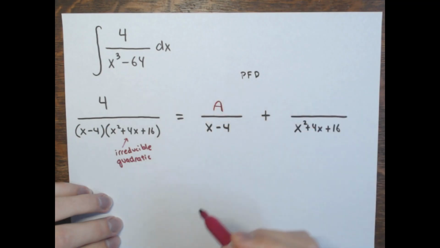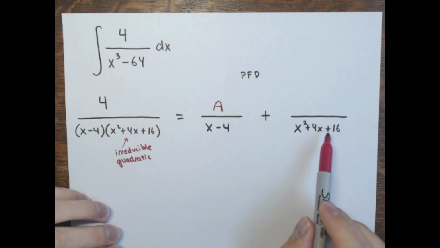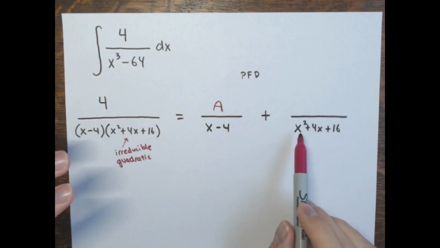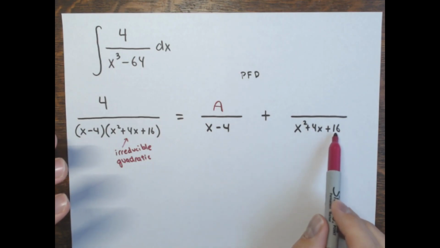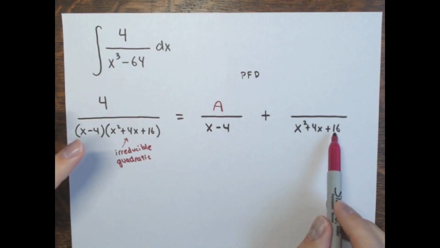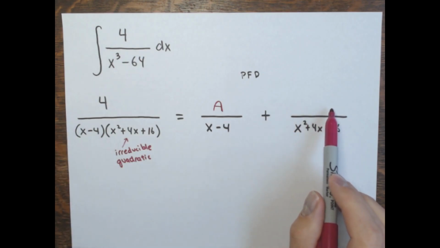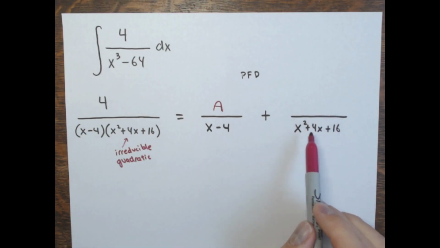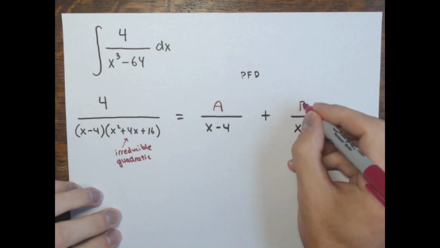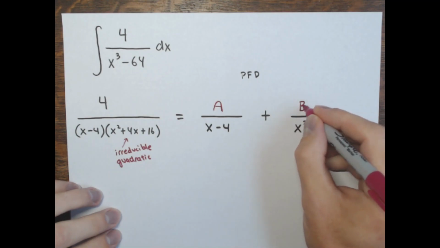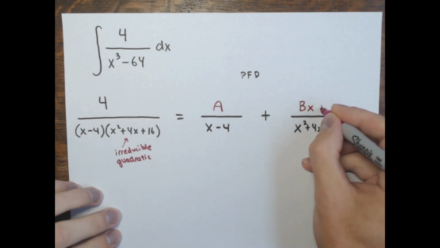So just say A. But if you have a quadratic, or any power of a quadratic, like x squared plus 4x plus 16 squared or cubed or to the fourth, something involving a quadratic that can't be factored in your denominator, the numerator could be up to a linear and it would still be proper. This is a degree 2. The numerator could be a degree 1. So you'll see some constant B times x, so the variable x is coming in here, plus C.